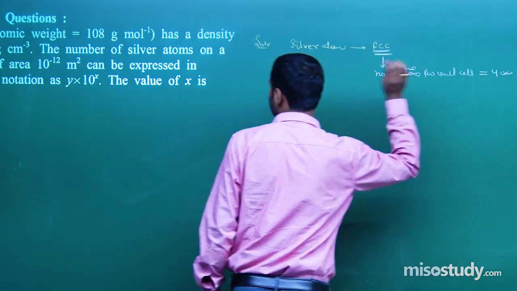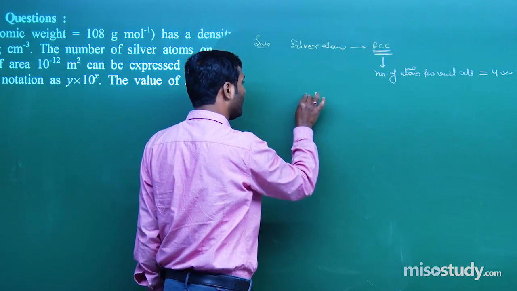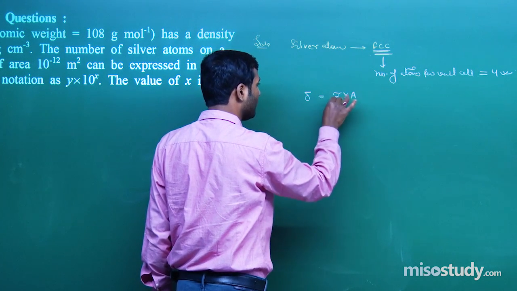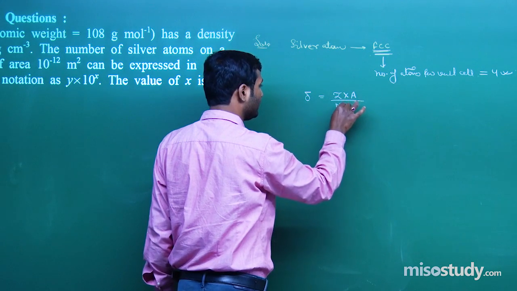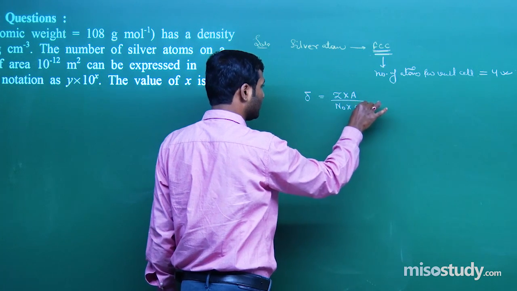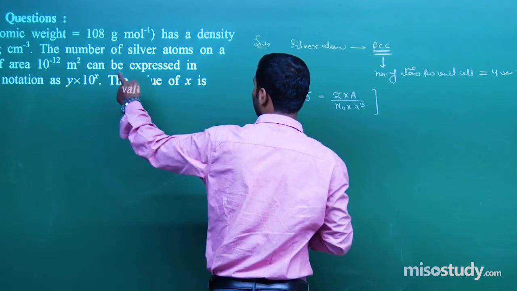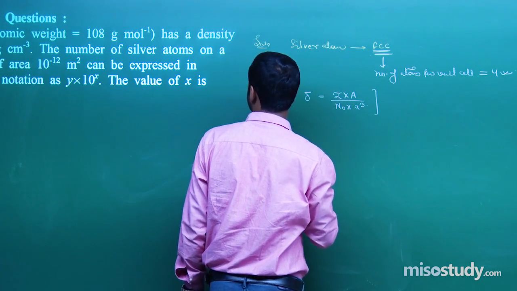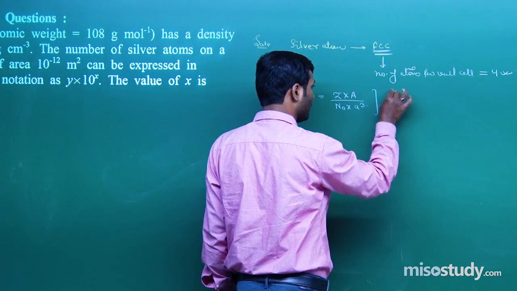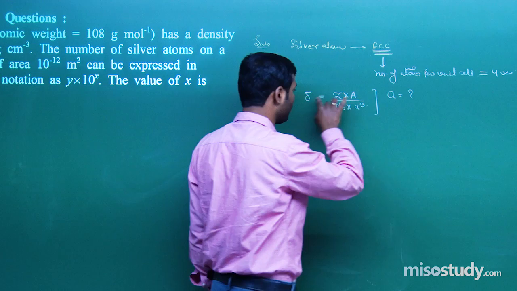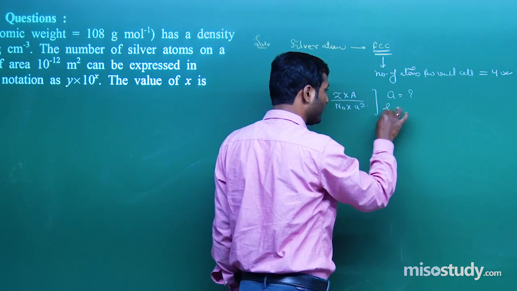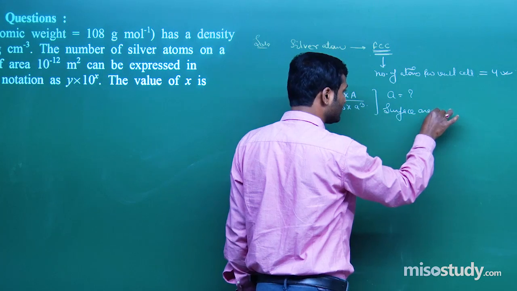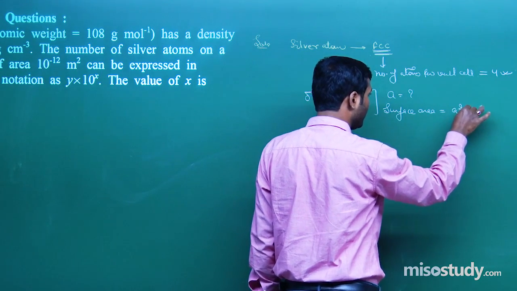Clear to you? Yes. Now, what is the formula of density? Density is equal to Z into A, atomic mass, upon N naught into A cube. Clear? Now, it is given the number of silver atoms on a surface area of 10 to the power minus 12 meter square. So first of all, we have to find the value of A from this data. Then we have to find the value of surface area. Surface area will be equal to A square.